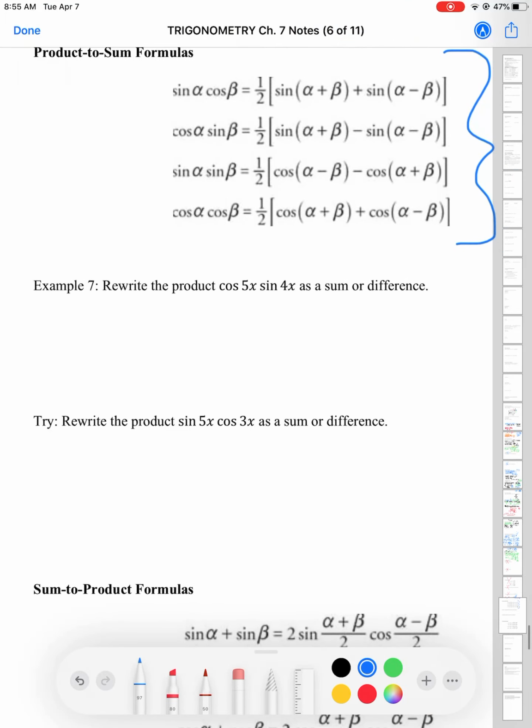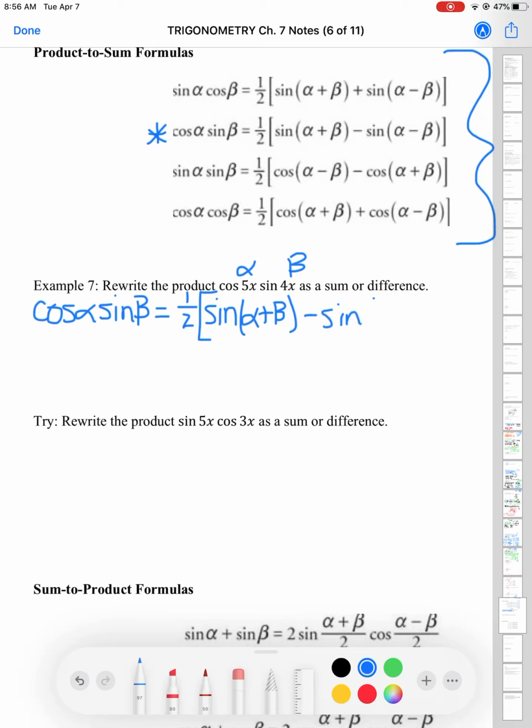Okay, so we're going to rewrite the product as a sum or difference. So 5x is going to be my alpha and 4x is going to be my beta. So this is cosine alpha times sine beta, which is this formula right here, which is 1/2 times sine alpha plus beta minus sine alpha minus beta.